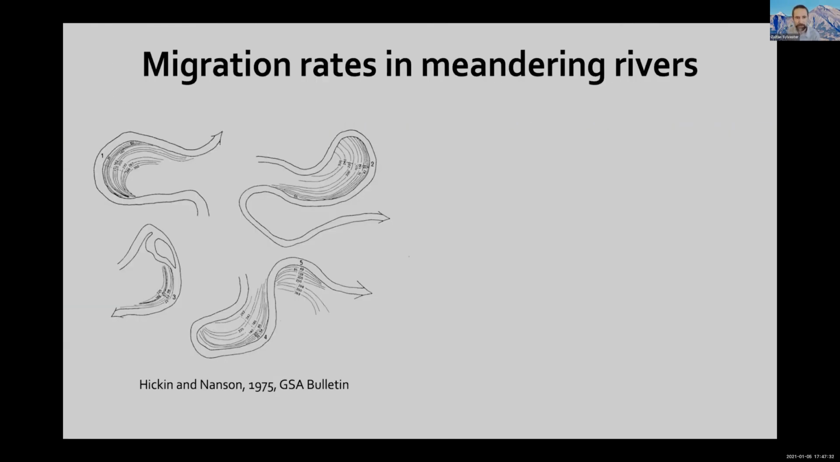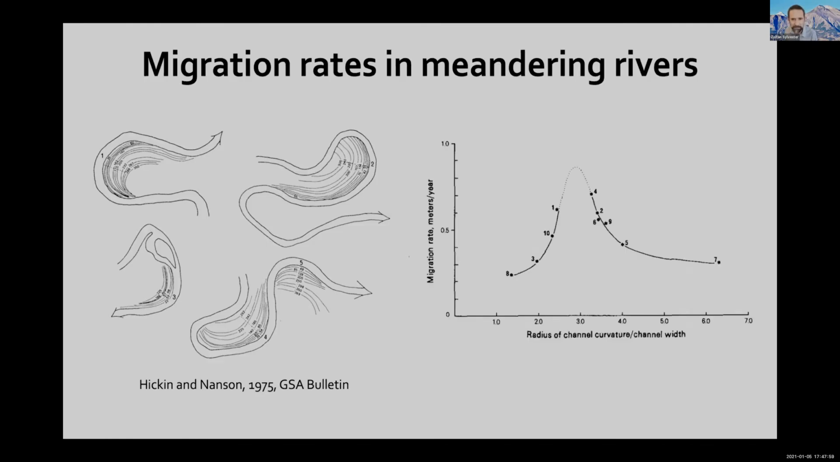So let me go back in time to probably the first paper that carefully estimated measured migration rates in meandering rivers. This is a paper by Hickin and Nanson, who went out to the Beatton River in British Columbia and used dendrochronology. There was no Landsat really at that time, not for this purpose anyway. They estimated migration rates in 10 bends of this river, and they came up with this plot where they put the radius of channel curvature normalized by channel width on the x-axis, if you can see my cursor, and migration rate in meters per year on the y-axis.